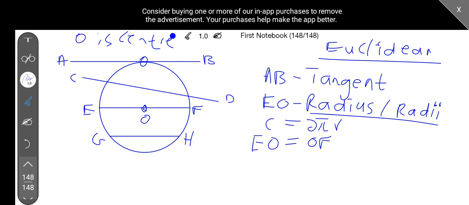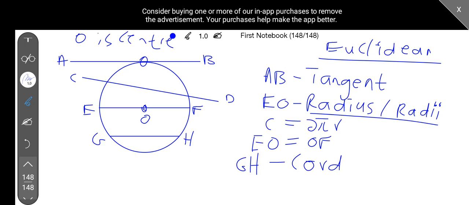I hope it's clear. Now, let's look at GH. GH is a line similar to EF, but the major difference is that GH does not pass through the center, but they both connect to the circumference of a circle. Can you see it? They are both in contact with the curved part of the circle. So what can we say about GH? Is GH a radius as well? No. Then what is it? A line that touches the circle at 2 points inside the circle but does not pass through the center is called a chord. So this means that GH is a chord, right?